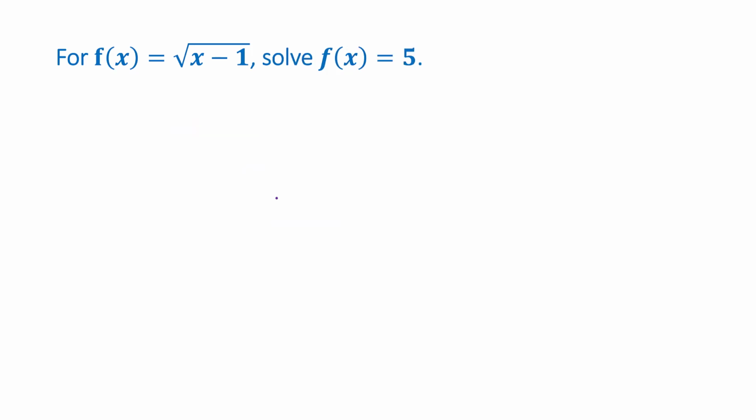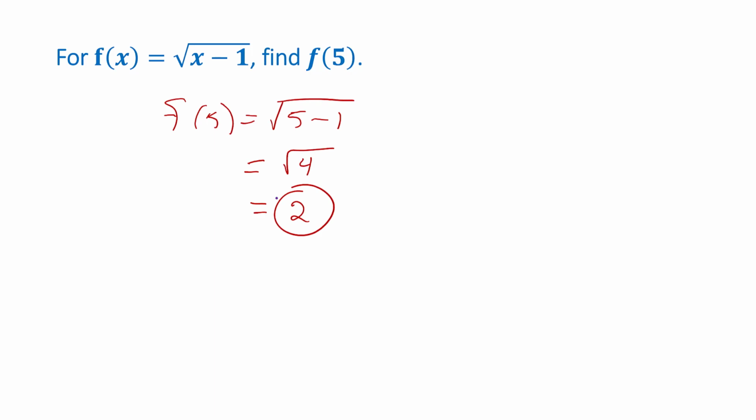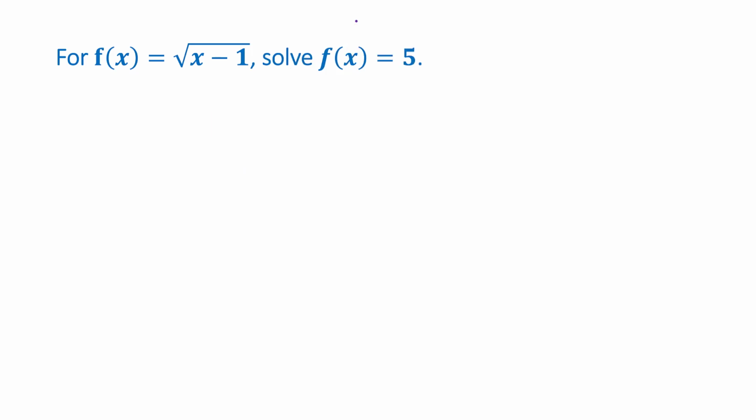A similar problem is for f of x equals square root of x minus 1, solve f of x equals 5. So this is a different problem. Remember, before we found f of 5, we were letting x be equal to 5 and figuring out what y is. In this second case, f of x, you can think of as being the same as y here. We're letting y be equal to 5, and we're trying to figure out what value of x would give us that y value. So 5 equals the square root of x minus 1.